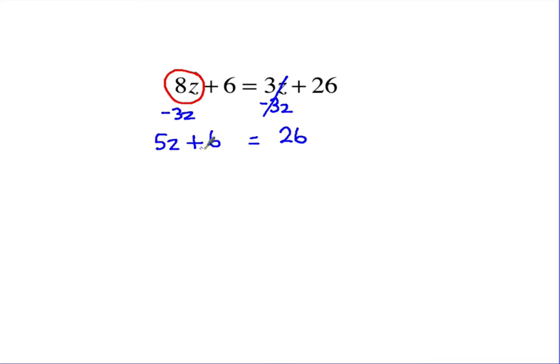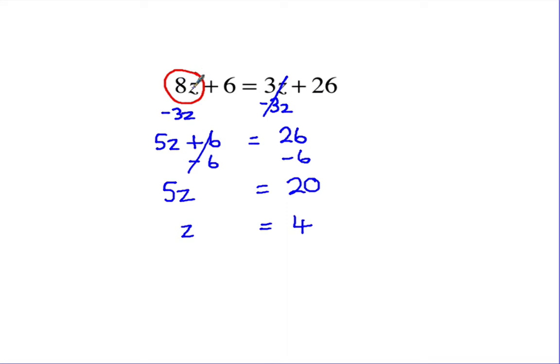I want to know what z is, so I'm going to get rid of the plus 6 by taking away 6. 26 take away 6 will leave me with 20, and then I've got 5 lots of z over here. 5 lots of something equals 20. This one's got a nice answer. z is 4.